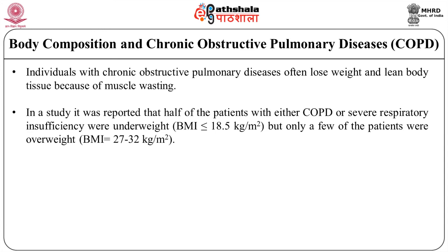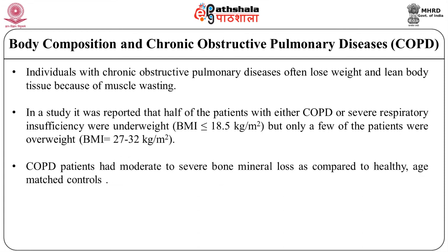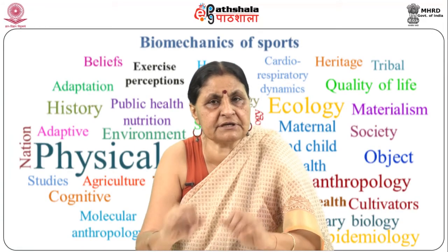In a study, it was reported that half of the patients with either COPD or severe respiratory insufficiency were underweight, BMI equal to 18.5 kg per meter square, but only a few of the patients were overweight, BMI equal to 27 to 32 kg per meter square. Now, COPD patients had moderate to severe bone mineral loss as compared to healthy age-matched controls, England et al. 1998. Cancer and body composition.